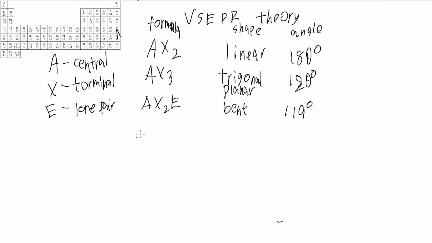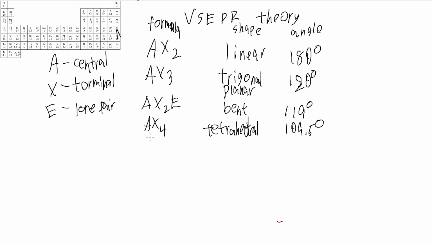Now if you get to AX4, the atoms can now rearrange into 3D space, and so the furthest they can possibly be is on the vertices of a tetrahedron, and so it shouldn't be a surprise. This is known as a tetrahedral shape. I misspelled tetrahedral. And so this has an angle of about 109.5 degrees between each atom.